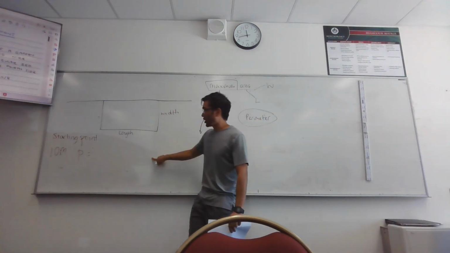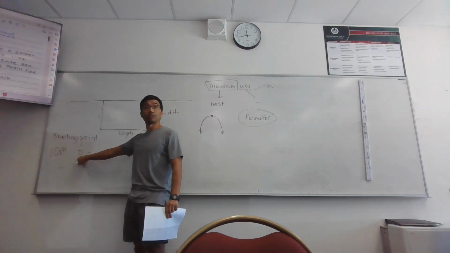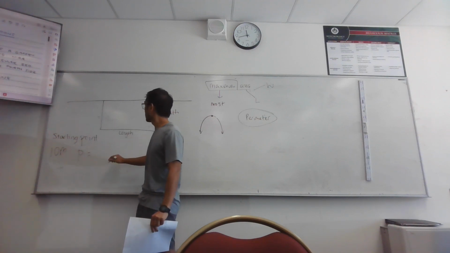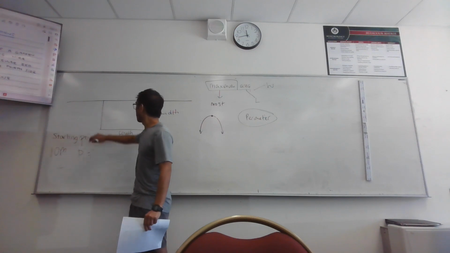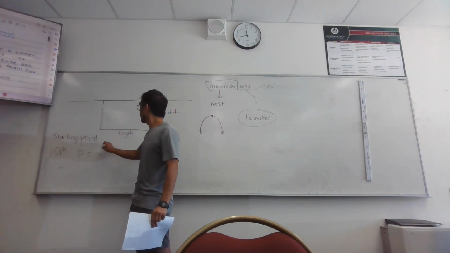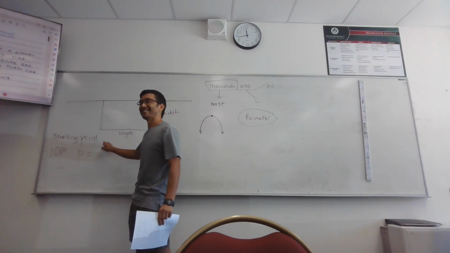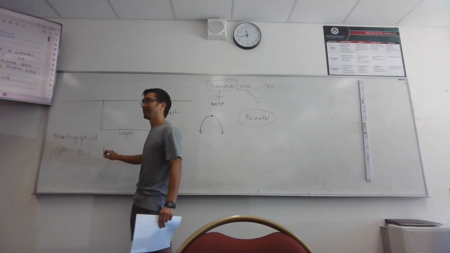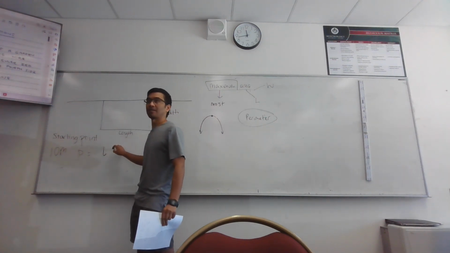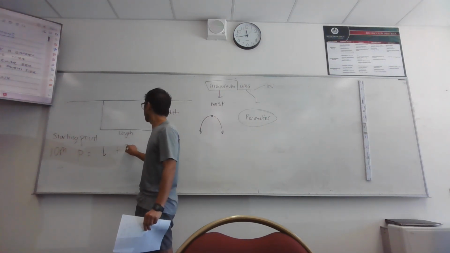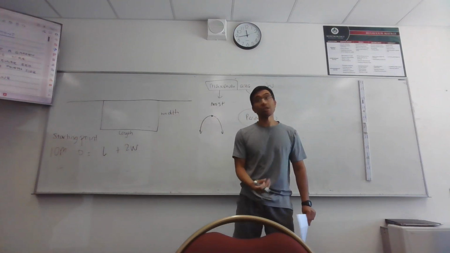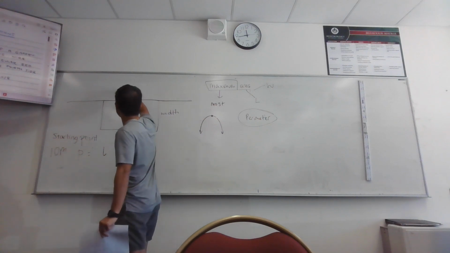Can someone give me an equation of perimeter? Plus and minus. Okay, what are we going to plus? The sides. Okay, how many L's do we have? 2. 2L plus 2W. How many widths do we have? Two. Okay, and that's our equation. But you don't do 2L here because that's the backyard fence.